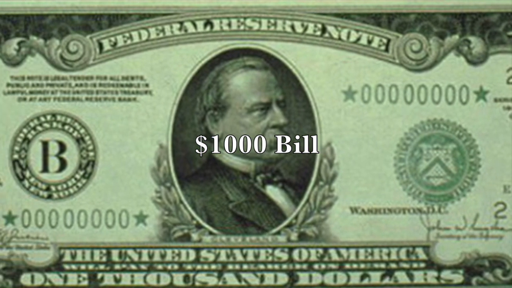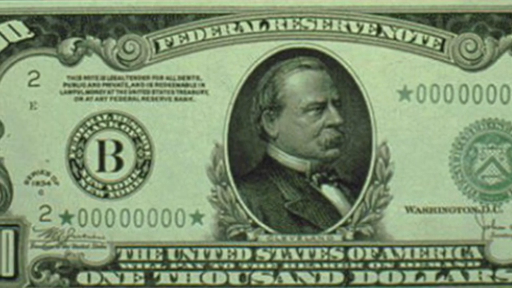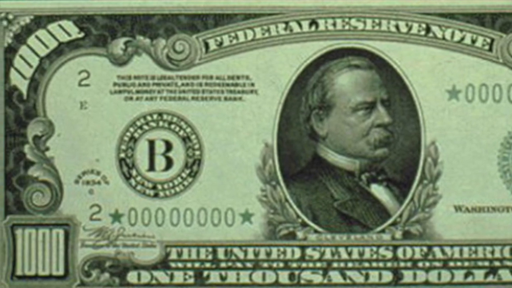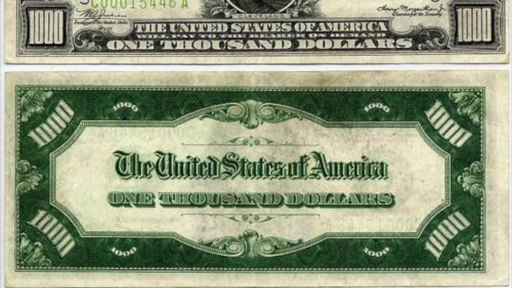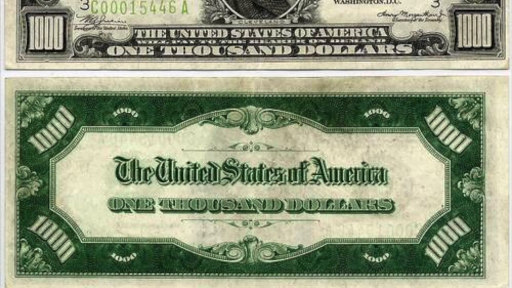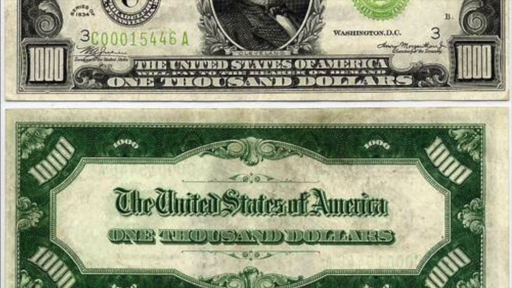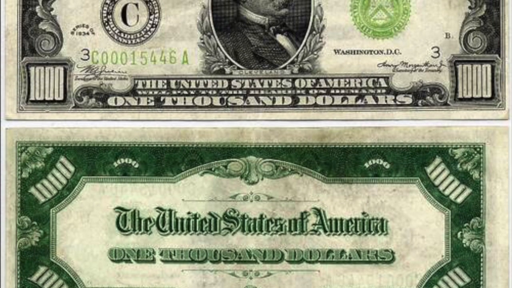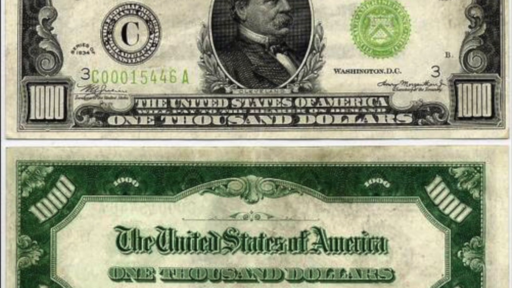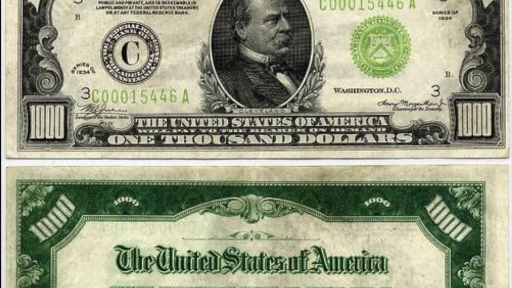The original $1,000 bill featured Alexander Hamilton on the front, but they changed that when they decided that it would be a little confusing to have him on the $1,000 bill and the $10 bill, so they replaced him with Grover Cleveland. And like its smaller cousin, the $500 bill, it was also discontinued in 1969.